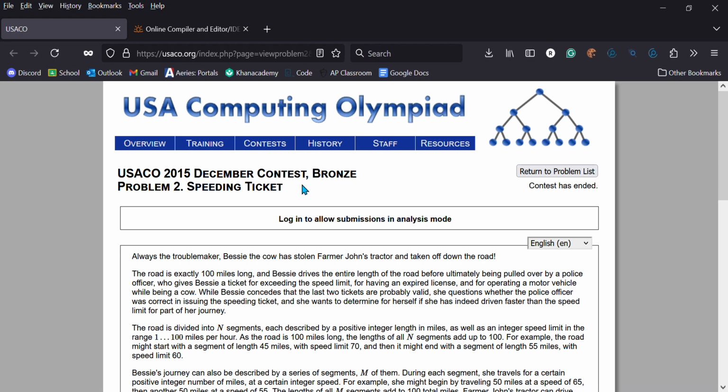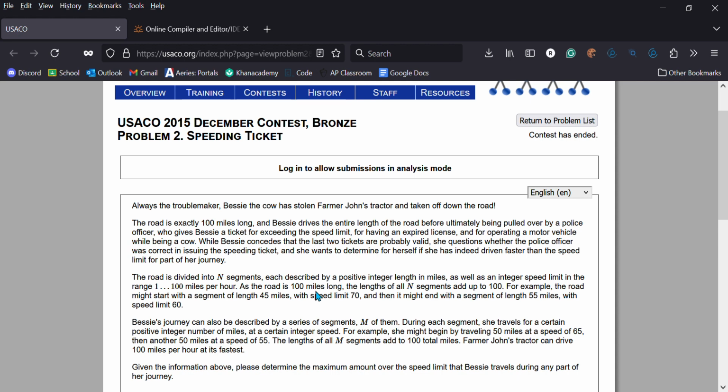Always a troublemaker, Bessie the cow has stolen Farmer John's tractor and taken off the road. The road is exactly 100 miles, and Bessie drives the entire length of the road before ultimately being pulled over by a police officer, who gives Bessie a ticket for exceeding the speed limit, for having an expired license, and for operating a motor vehicle while being a cow.